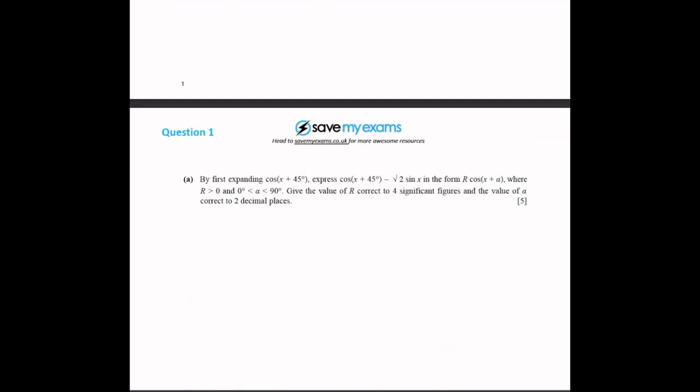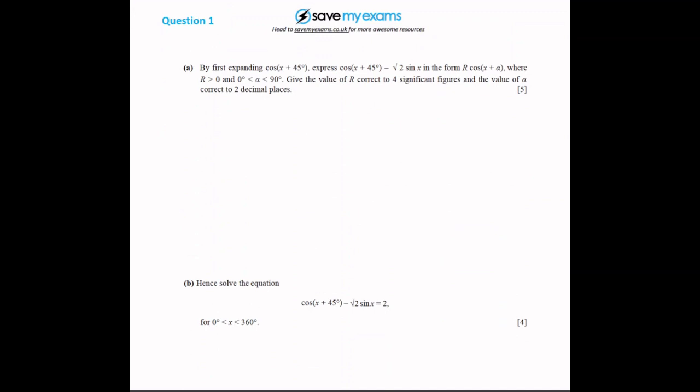So let's go over the first question. It says, by expanding cosine (x plus 45 degrees), express cosine(x + 45°) minus 2 sine x in the form of r cosine (x plus a), where r is greater than 0 and a is between 0 and 90 degrees. Give the value of r corrected to 3 significant figures and the value of a corrected to 2 decimal places.